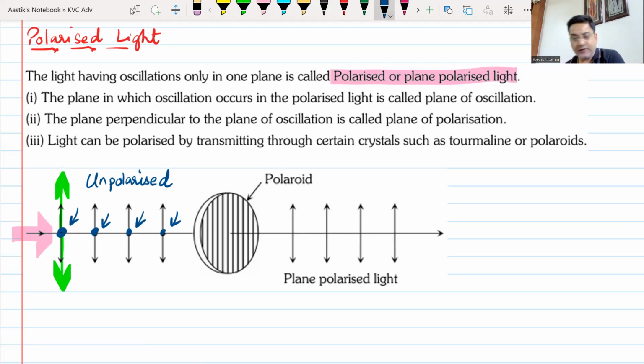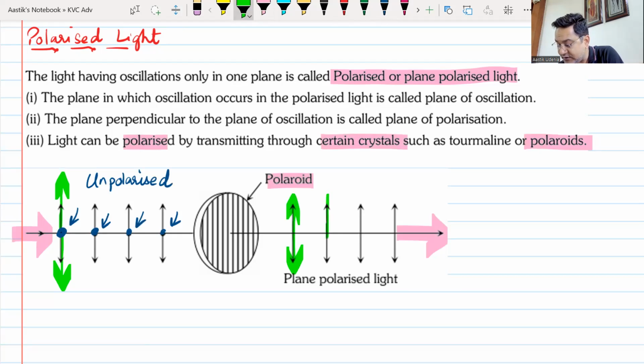Yes, sir. Now, if you can somehow restrict and allow oscillation in only one plane, one axis, how do we do it? We do it with devices which are known as polaroids. Light can be polarized by transmitting it through certain crystals. These crystals are known as polaroids. If you pass it through a Polaroid, you can see on the other side what you get. This is the direction of propagation, and now you only have vertical oscillations, and the inside oscillations have been removed. The light on the right hand side is known as the plane polarized light. Do we understand this? Yes, sir.